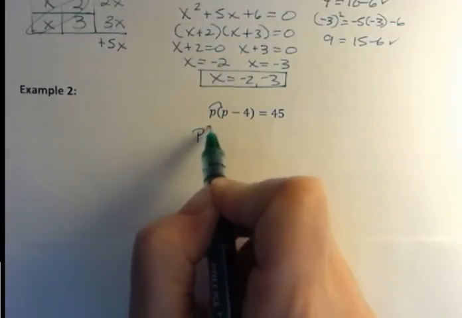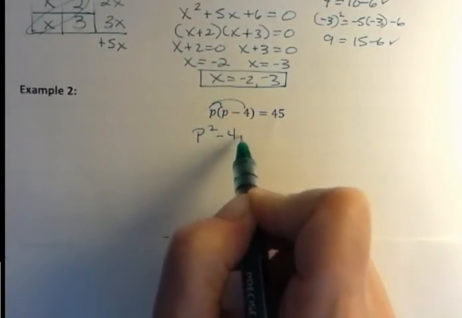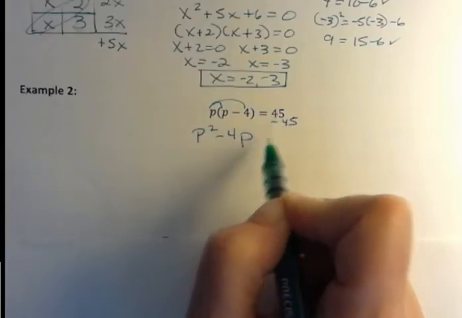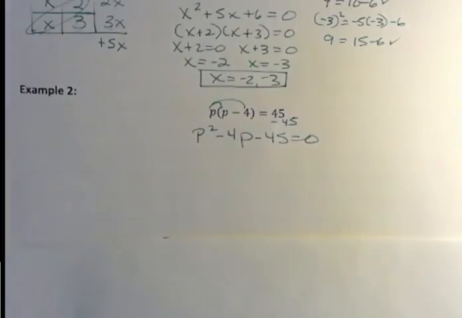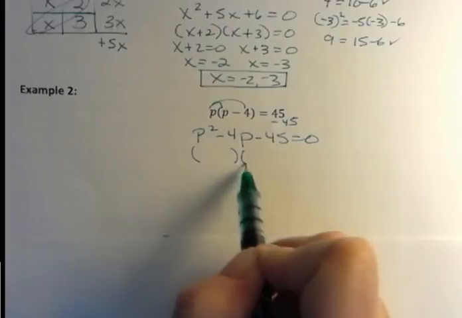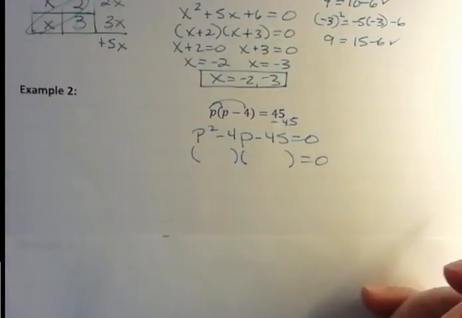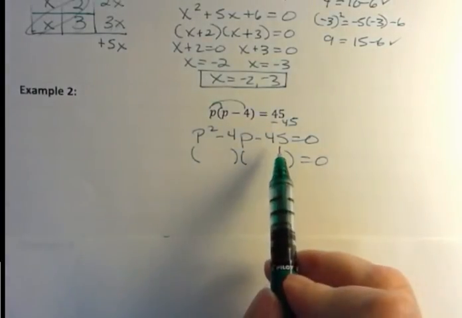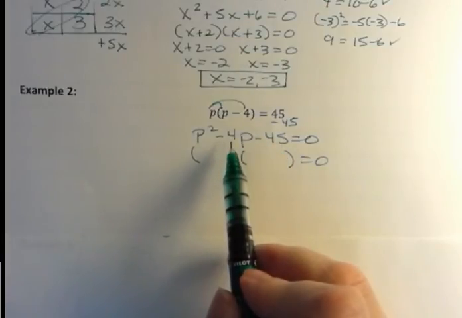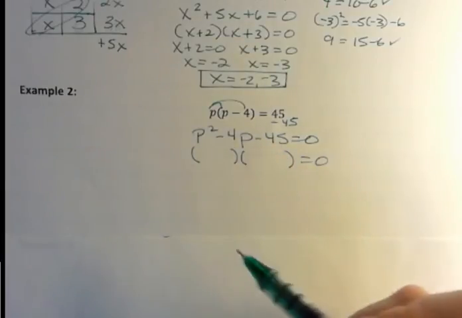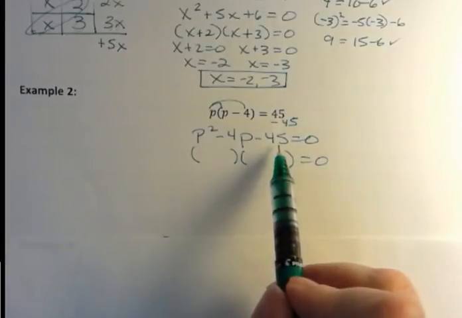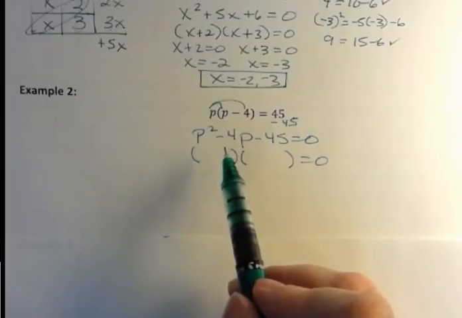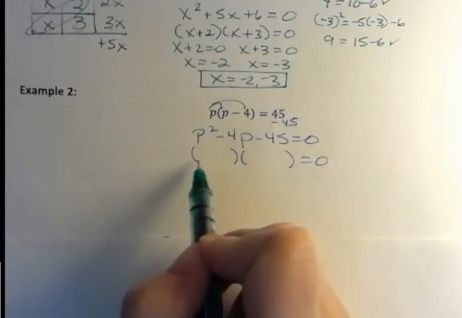That's going to be p squared minus 4p, and then we're going to subtract 45 from both sides to set that equal to 0. So we distribute and we move the 45. Now we can factor that. Let's see if we can do this without the box, because I'm thinking of two numbers that multiply to negative 45 but add up to negative 4. To me 9 and 5 jumps out because 9 times 5 is 45 and 9 and 5 have a difference of 4, so that's probably what I'm looking for.